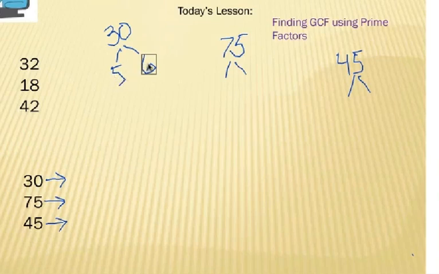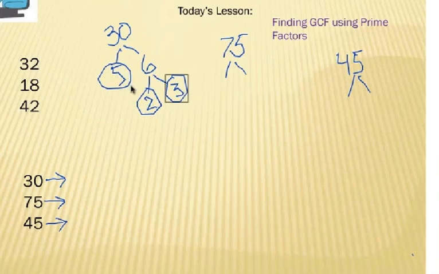So I'm thinking 5 times 6. Now 5 cannot be broken up any longer. In other words, it's a prime number, so I'm going to circle it. It's at the end of the root or the branch. 6 is not prime, so I can do 2 times 3. Now when I circle those, I'm done. All my branches are done, or roots if you want to think of them. And I have a 5, 2, and a 3.